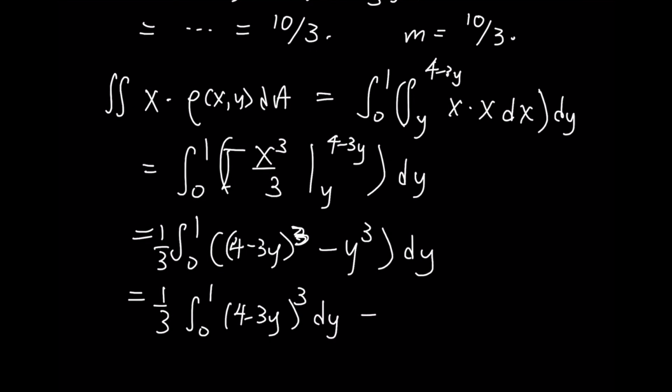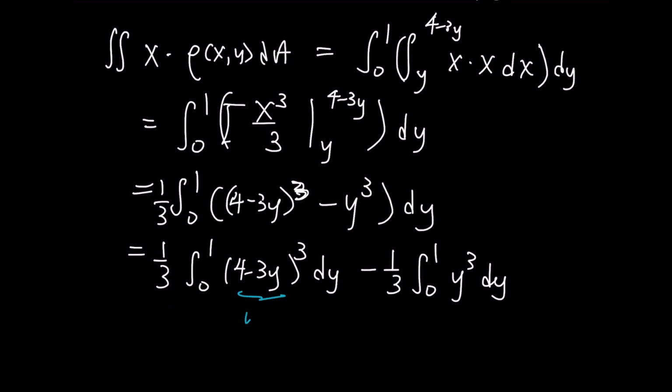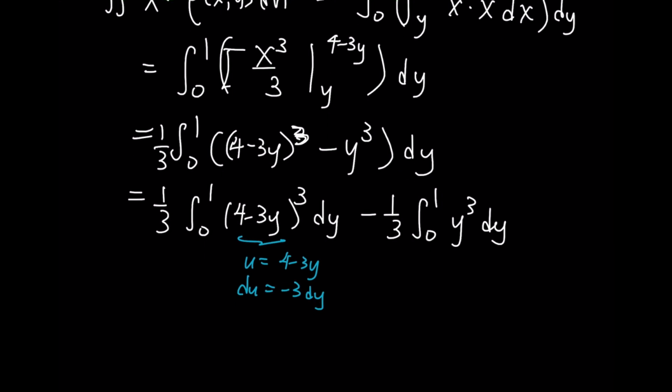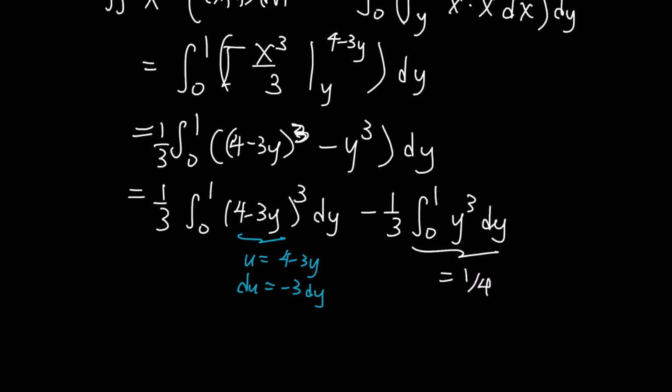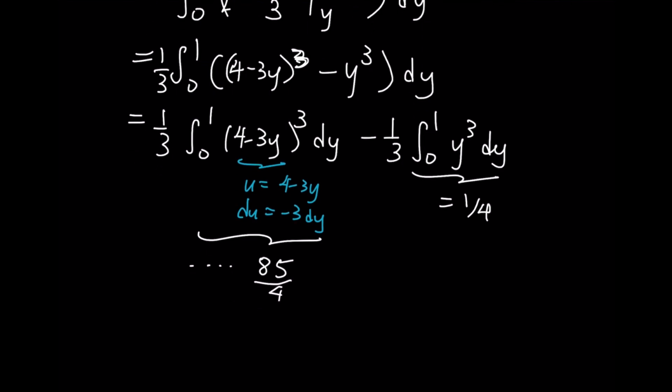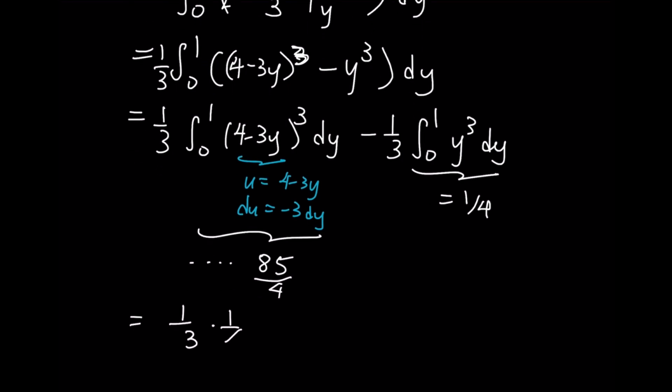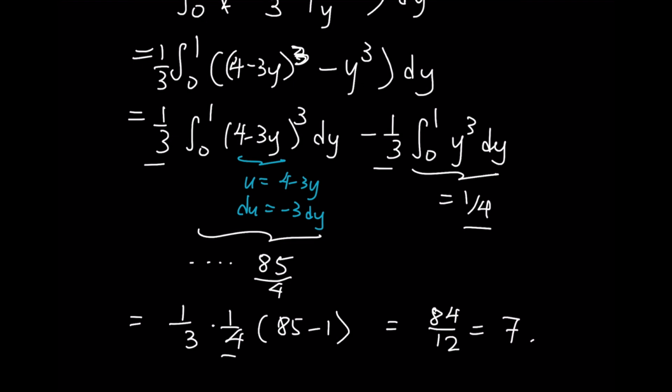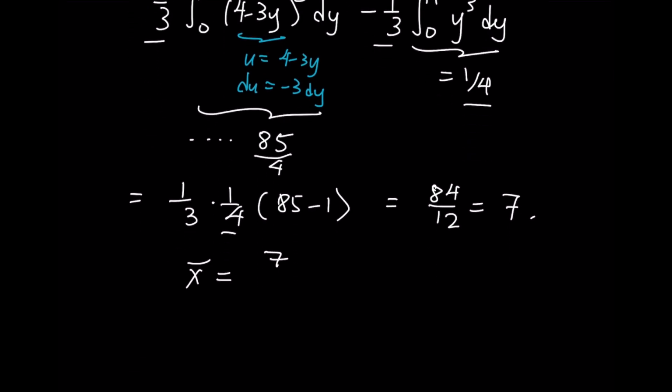So instead, what you should do is perform a substitution. When you perform a substitution, you'll say that u is 4 minus 3y here, du is 3 dy. This integral will be straightforward. This is going to give you a 1/4. And at the end of the day, I'll save you the work. This is going to end up giving you 85 over 4. So what you'll end up getting is 1/3 times 1/4, times 85 minus 1, because each of these has a factor of a third and a fourth, giving you 84 over 12, which is just 7. The x position of the center of mass is going to be 7 over 10 thirds, which is 21 over 10.